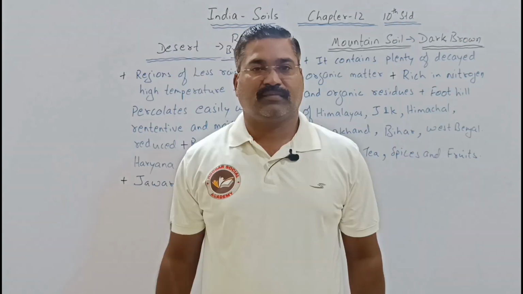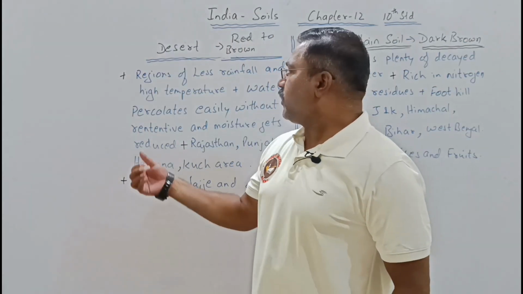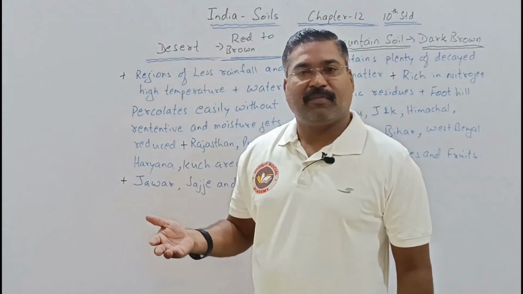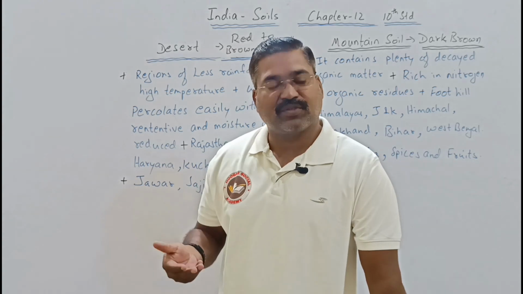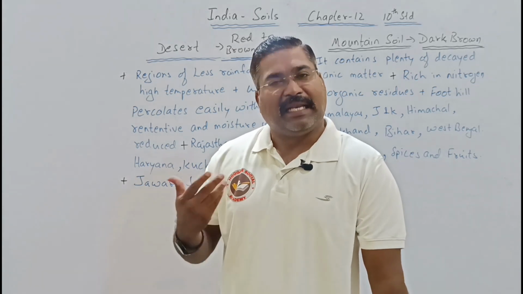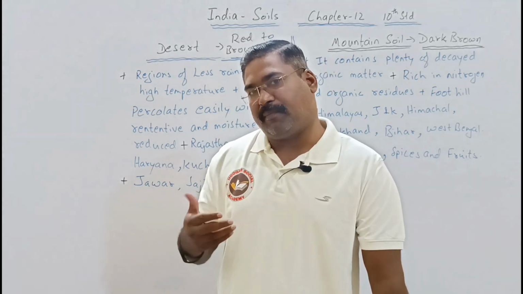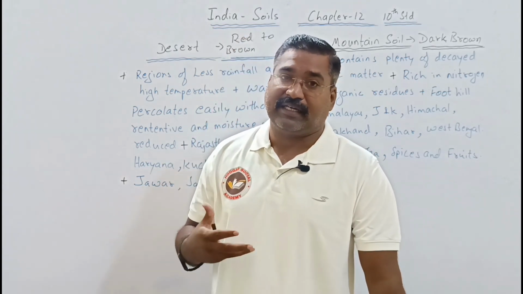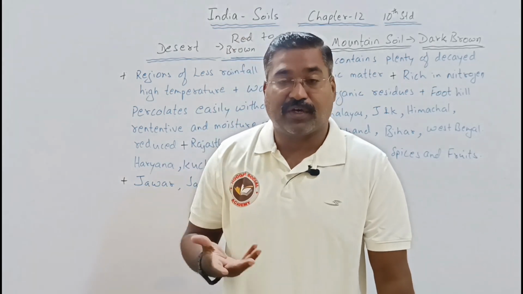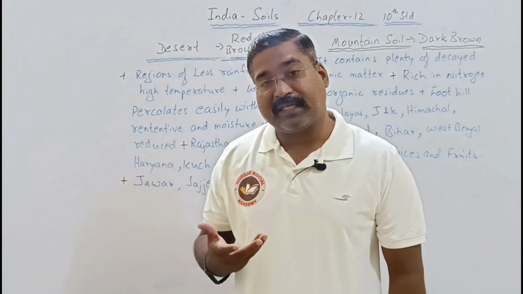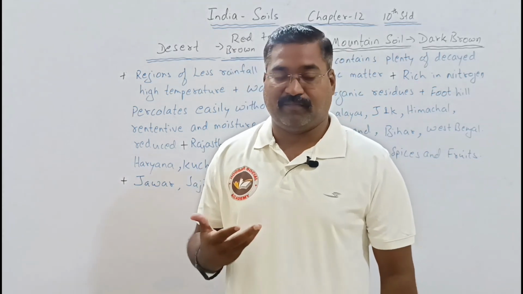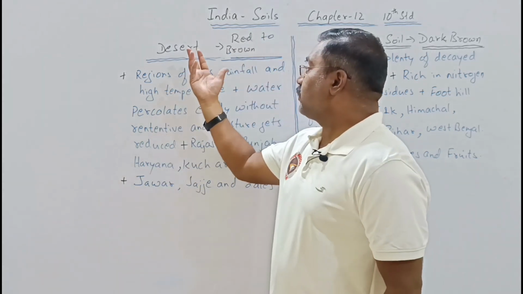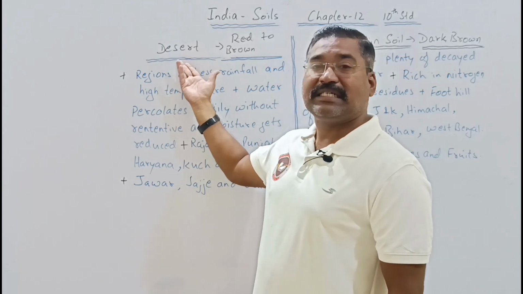Desert soil. Now after learning about alluvial soil, black soil, red soil, laterite soil, we understood the four different forms of soils which we have studied, which different crops, and what type of quality that soil has. Now there is another called desert soil.